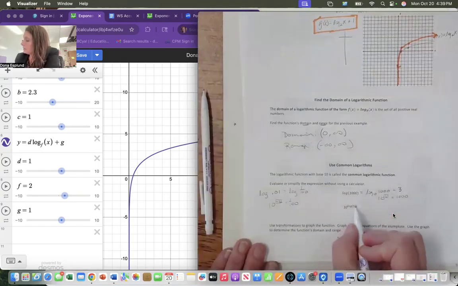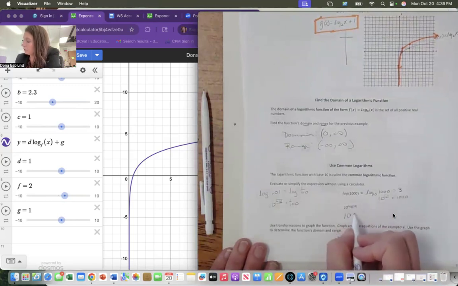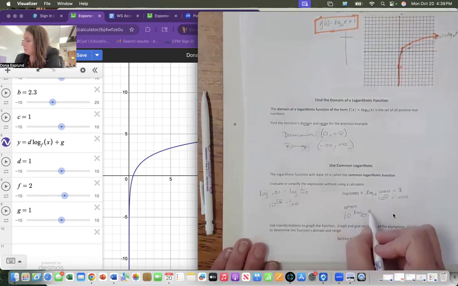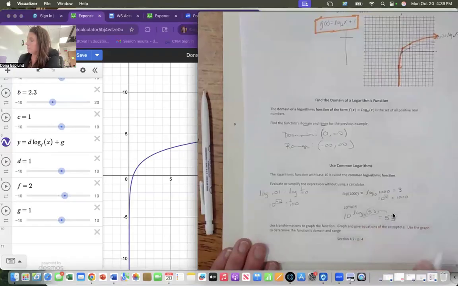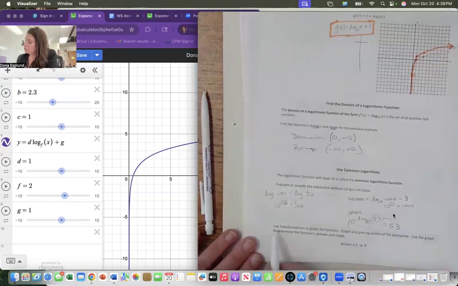All right, in this one, this is a property that we had. If you have 10 to the log of 53, remember that's log base 10. When I have 10 to the log base 10, which again is assumed, of 53, that is just going to be 53. And that came back from our property that we had before.